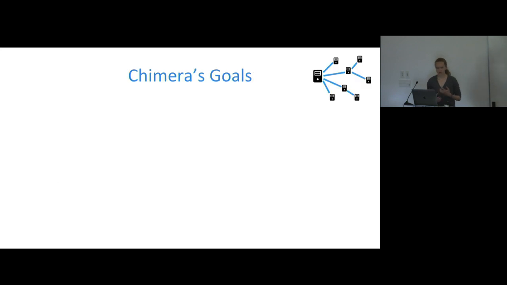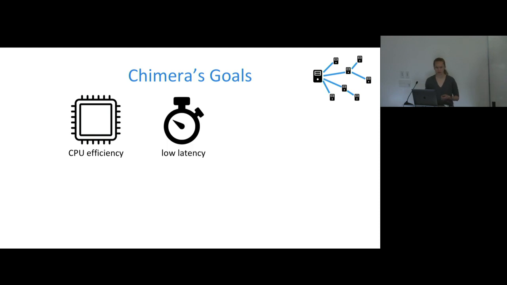So now I'm going to talk about Chimera. Chimera is ongoing work, and it's a system that we're proposing that builds on top of Shenango. While Shenango focused on the end host behavior, Chimera focuses on the behavior of the network. So far we focused on two main goals, CPU efficiency and low latency. But with Chimera, we're going to add a third goal, which is network efficiency.